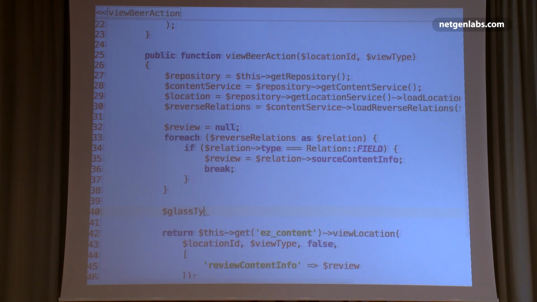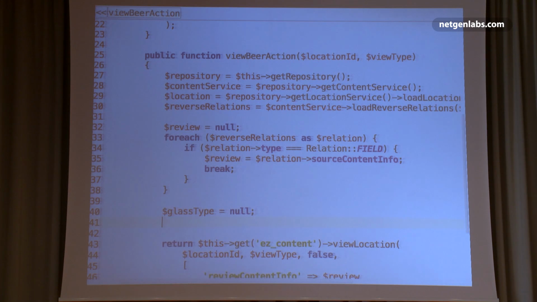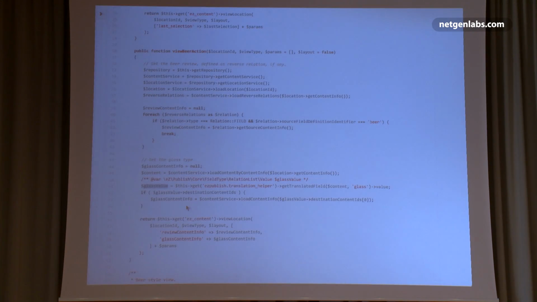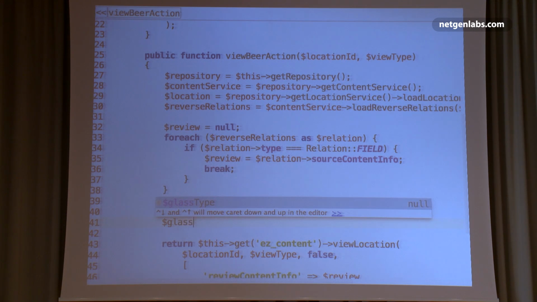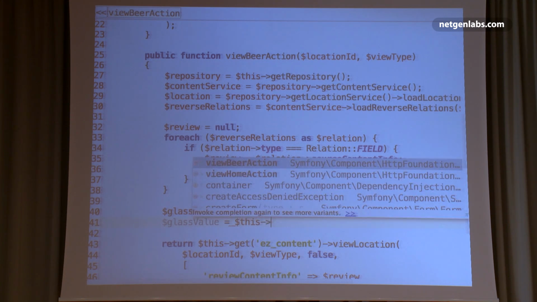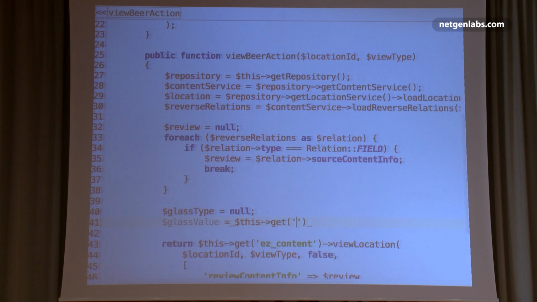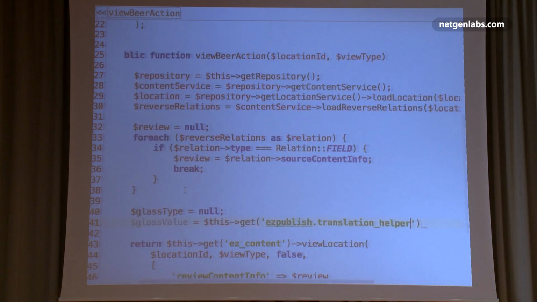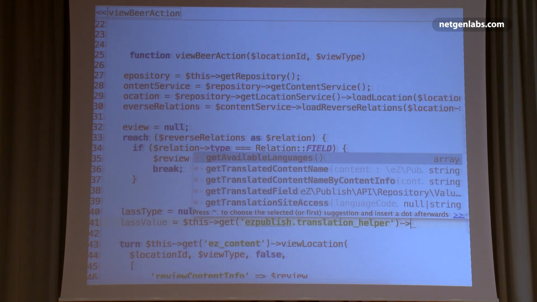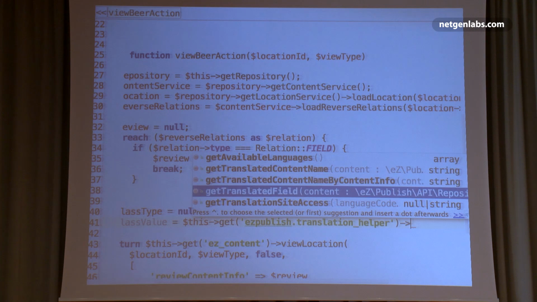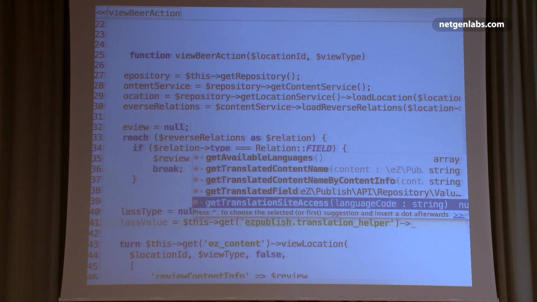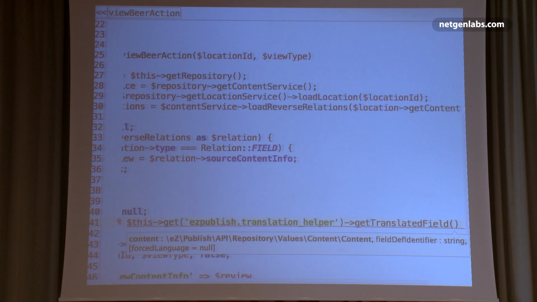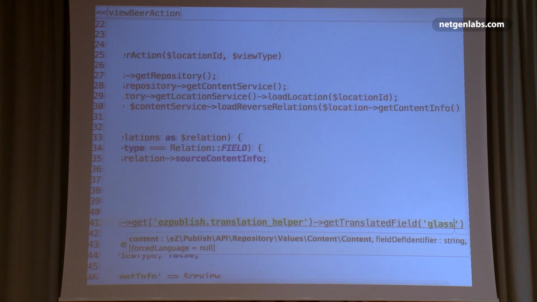So this is what we are going to do. The first class type is null. And class value equals. So we are going to get the translation helper service. Again, Symfony 2 plugin to the rescue. And get translated field. Translated field, which was class, as far as I remember.